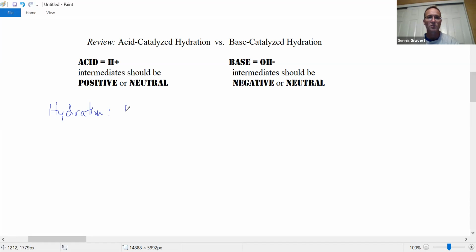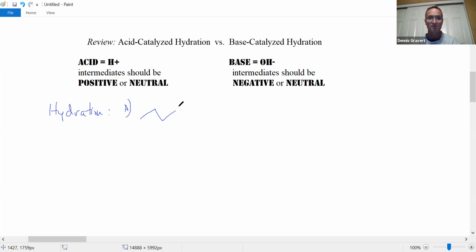Okay, so there's two routes. Let's call it A and B. Acid will be route A, and B will be base. Okay, so hydrate means add water, right? Make sure you're hydrating yourself every day. It's important for good health to drink lots of water. And these hydration reactions work for either aldehydes or ketones.